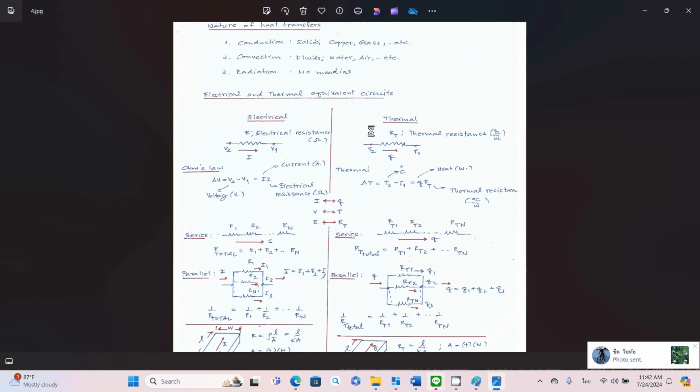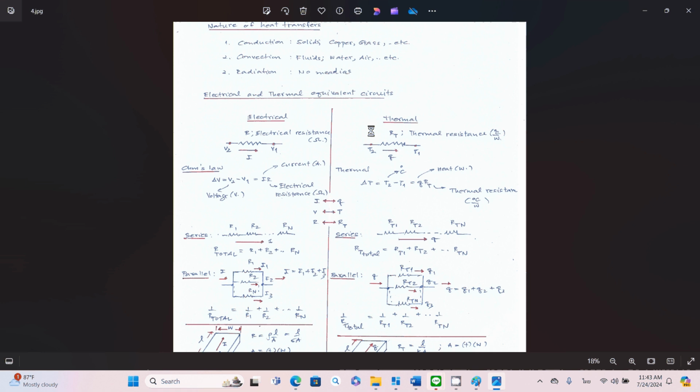And you have our thermal equation, delta T, or T2 minus T1, equal to Q RT. From this equation, you know that RT has the unit of degrees Celsius per watt, because delta T has the unit of degrees Celsius, and Q has the unit of watts. So RT simply has the unit of degrees Celsius per watt.